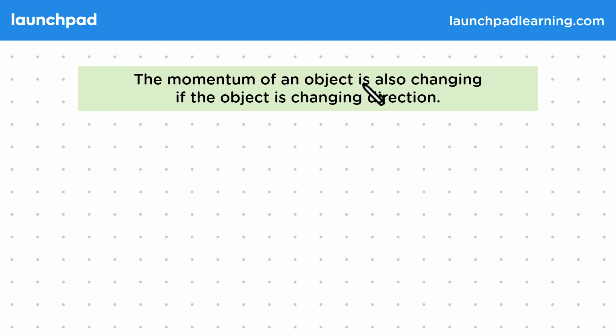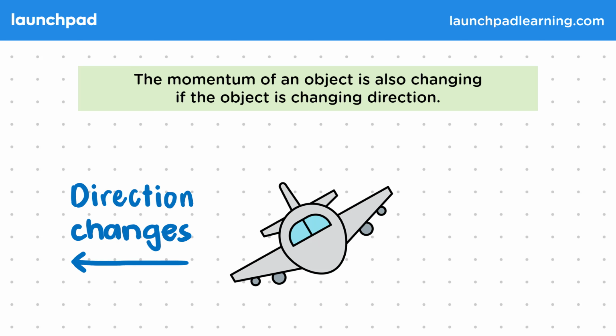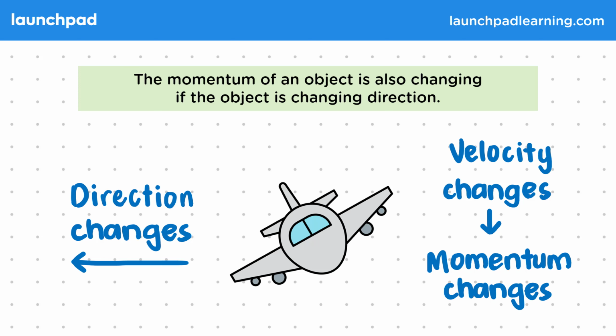The momentum of an object is also changing if the object is changing direction. This is similar to how we can change the velocity of an object just by changing the direction it travels in. For example, if we have a plane that's turning, its direction of motion changes. As this direction changes, the velocity changes. Remember that vector quantities have both magnitude and direction, so changing direction is enough to change the vector as a whole. Then we know that momentum is a vector that has the same direction as velocity. So if the direction of velocity is changing, then the direction of momentum is changing. This means that momentum also changes.